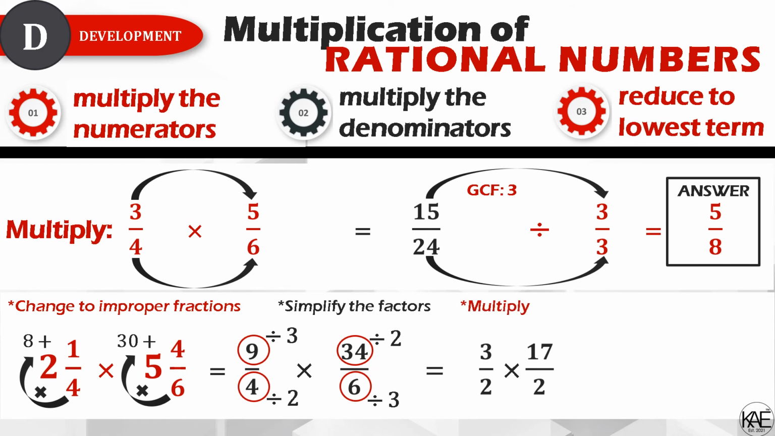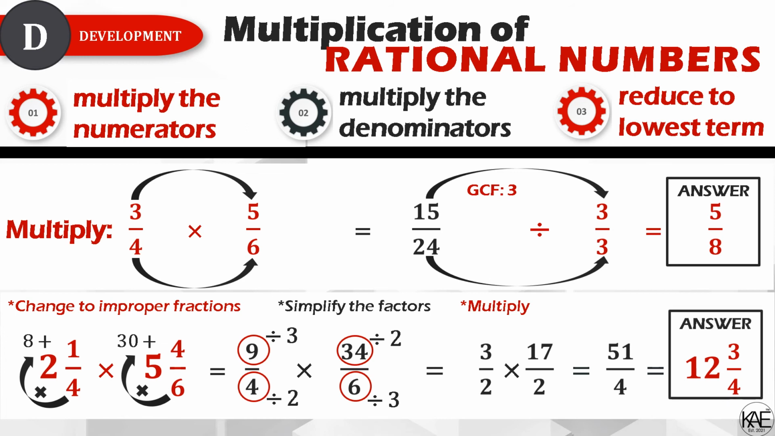Now we proceed to multiplication. We simply multiply the numerators. 3 times 17 is equal to 51, and 2 times 2 is equal to 4. Or, we can express this as a mixed number, which is 12 and 3/4. Therefore, 2 and 1/4 times 5 and 4/6 is equal to 12 and 3/4.